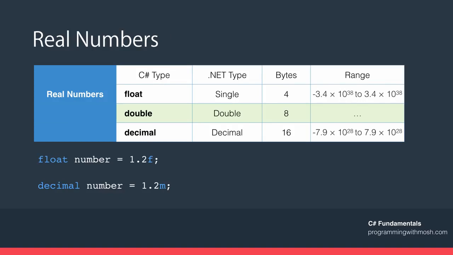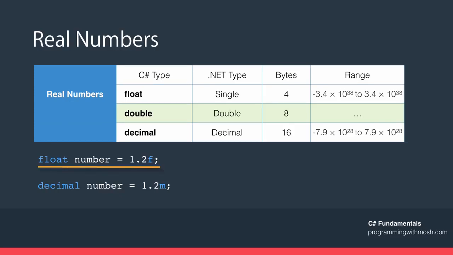Most of these data types are pretty straightforward, but there is something tricky about real numbers. In this table, I have listed the data types we have for real numbers: float, double, and decimal. I've highlighted double because that's the default data type used by the C# compiler when you're using real numbers. So if you want to declare a float, you need to explicitly tell the compiler to treat the number you have as a float. Here is an example.